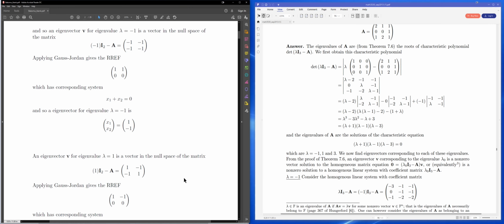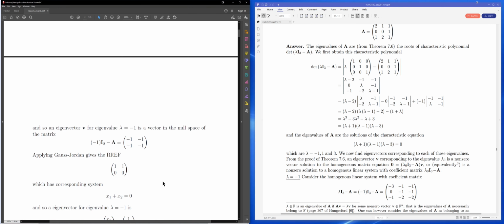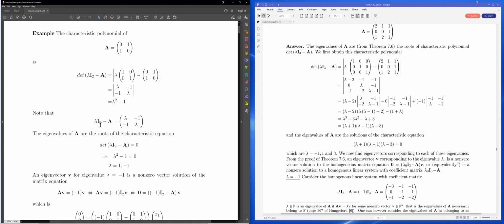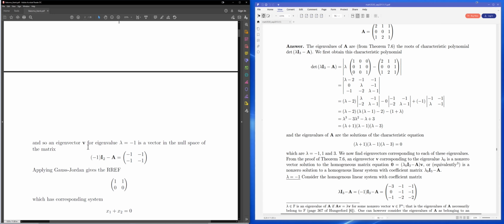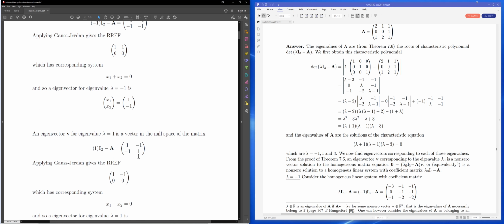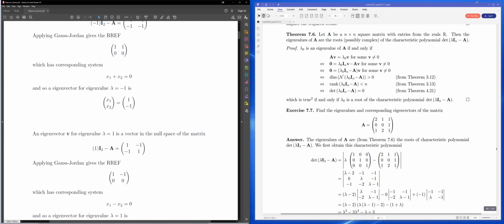Remember what I did in the 2 by 2 case. Once I had this lambda I2 minus A, and I wanted to get, say, an eigenvector corresponding to lambda equal to 1, I put the 1 in for lambda. When I put the 1 in, I would get a certain matrix, and then all I do is get a non-zero vector in the null space. So likewise with your lambda I3 minus A here.